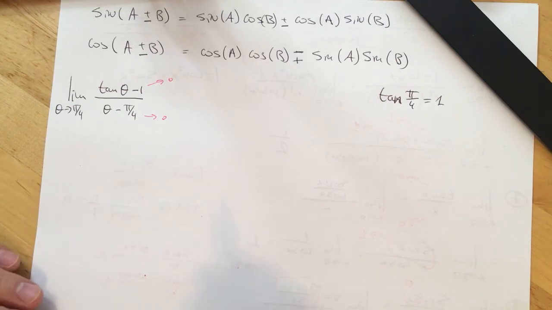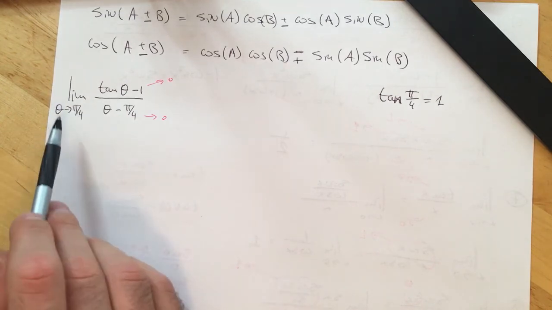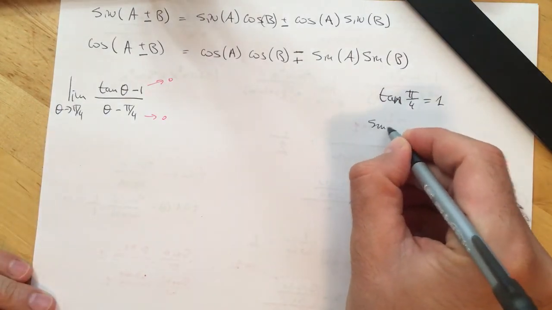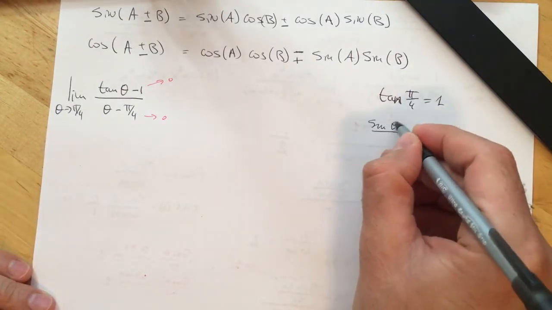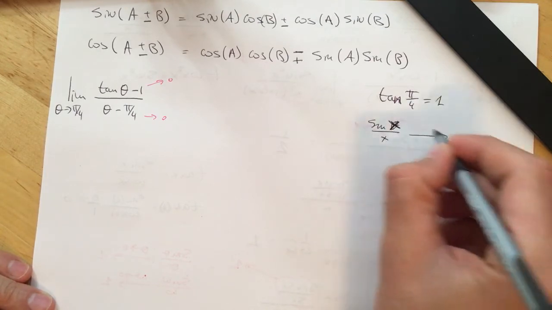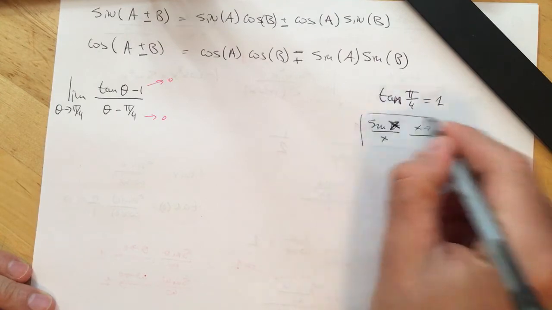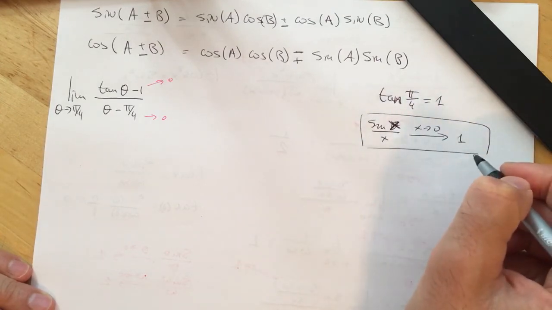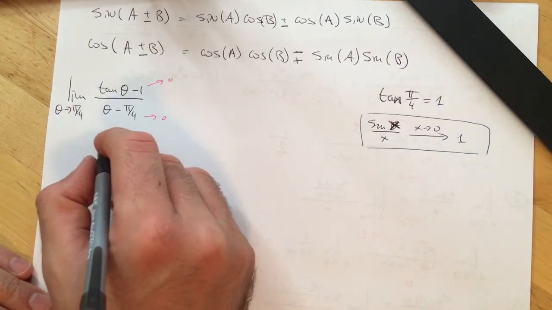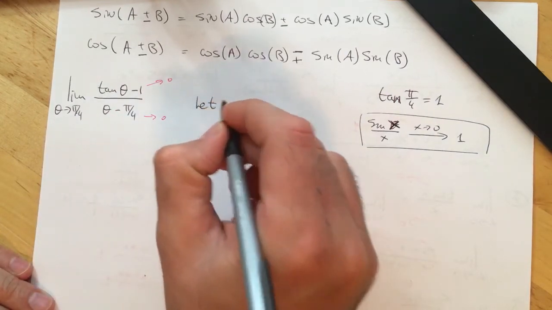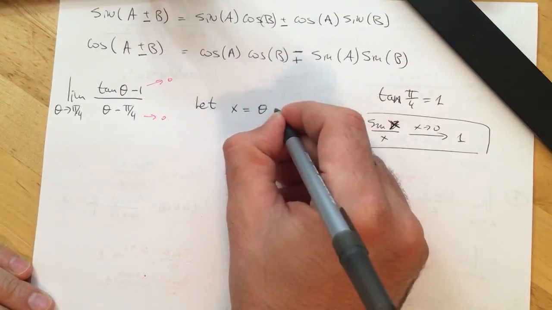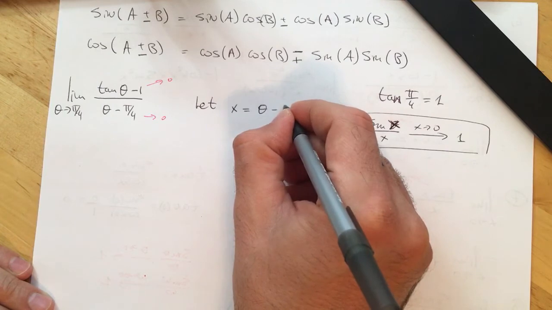But now, be careful. Look at this. Theta goes to pi over 4. I don't want to change that. I want in my mind to have something like this: sine of theta, or x, let's say in this case, because that's how I'm going to change it, over x, to go to 1 when x goes to 0. This is what I want to use. Okay? So let's use the following substitution. Why don't I just name x to be equal to theta minus pi over 4.